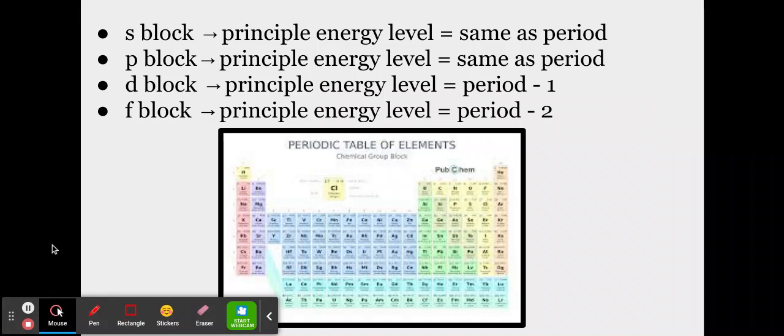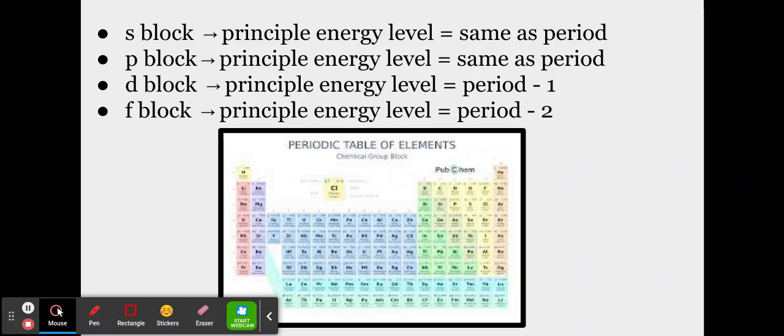So this slide outlines what energy level to use depending on the period you're in. Now for the S and P block, whatever period you're in, you're going to use that same number as the energy level for those electrons. So like if you're in period 3, the S and P block, you will use the principal energy level 3 for those electrons. However, when you're in the D block, you're going to do the period minus 1.